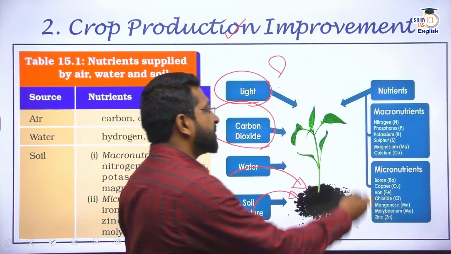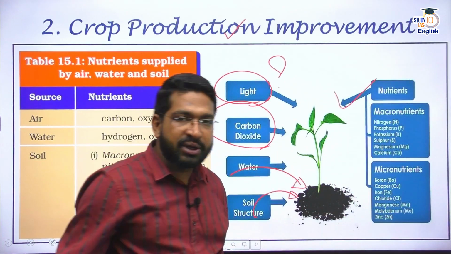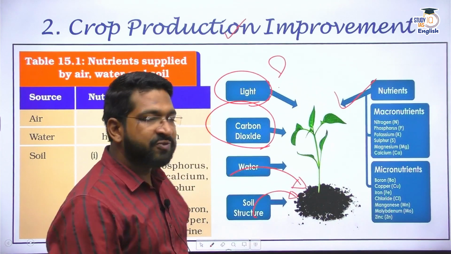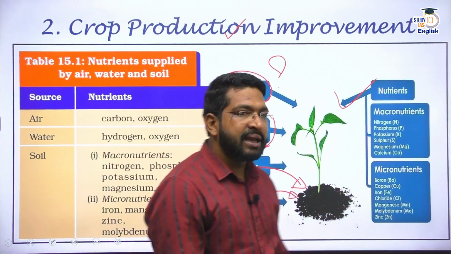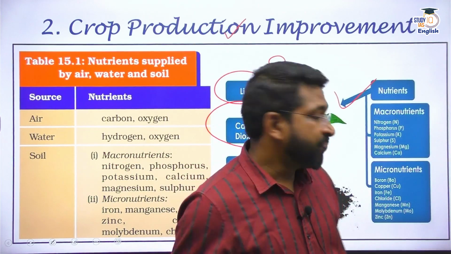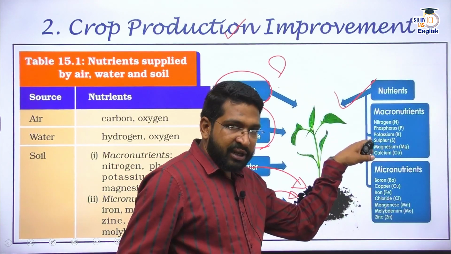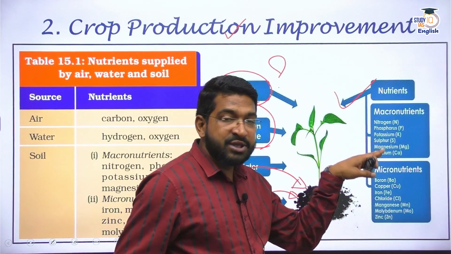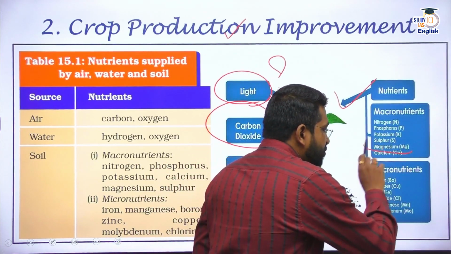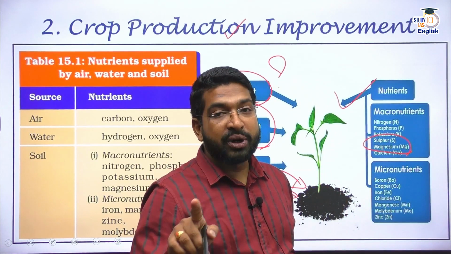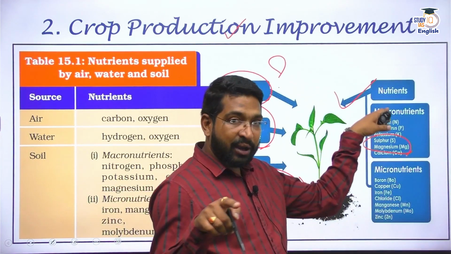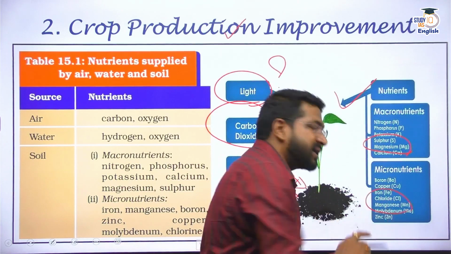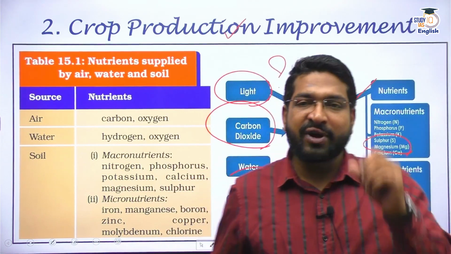We have ensured that the plant receives appropriate nutrients, macronutrients like nitrogen, phosphorus, potassium, sulfur, and micronutrients like boron, copper, iron, chloride, manganese, not magnesium. Please remember this particular pointer. Magnesium for plants is a macronutrient because chlorophyll contains magnesium. So magnesium is a macronutrient, manganese is a micronutrient. So we have ensured all these things.